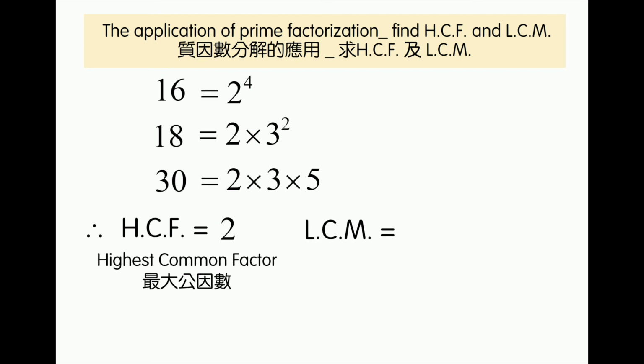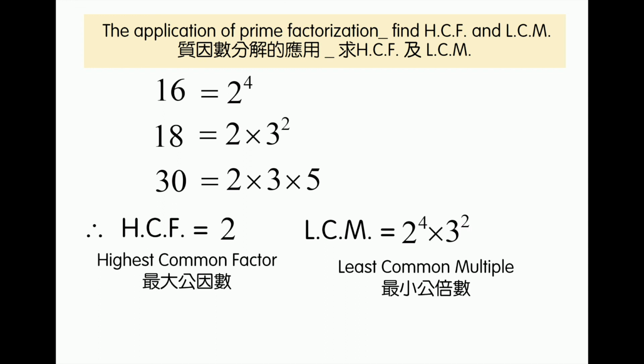In LCM, the least common multiple is the exact reverse. We get all kinds of factors and we take them with the highest power. We see the factor 2 and the highest power is 4, so we take it. We see the factor 3 and the largest power is 2, so we take 3 to the power of 2. Although 5 only appeared once, for LCM, as long as it appears, then we take it. So we write it down.